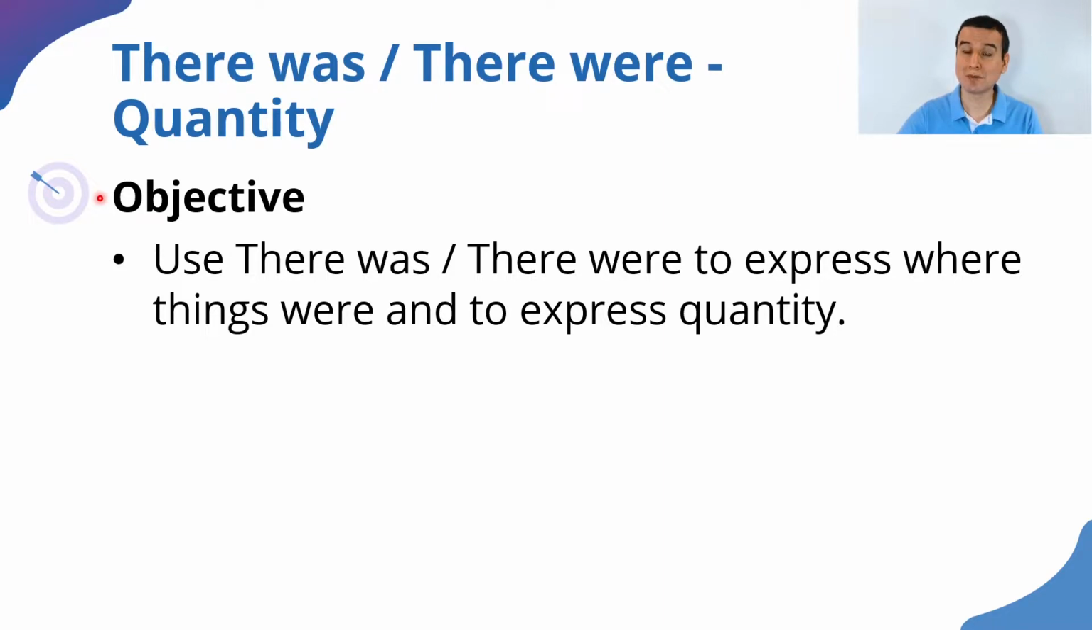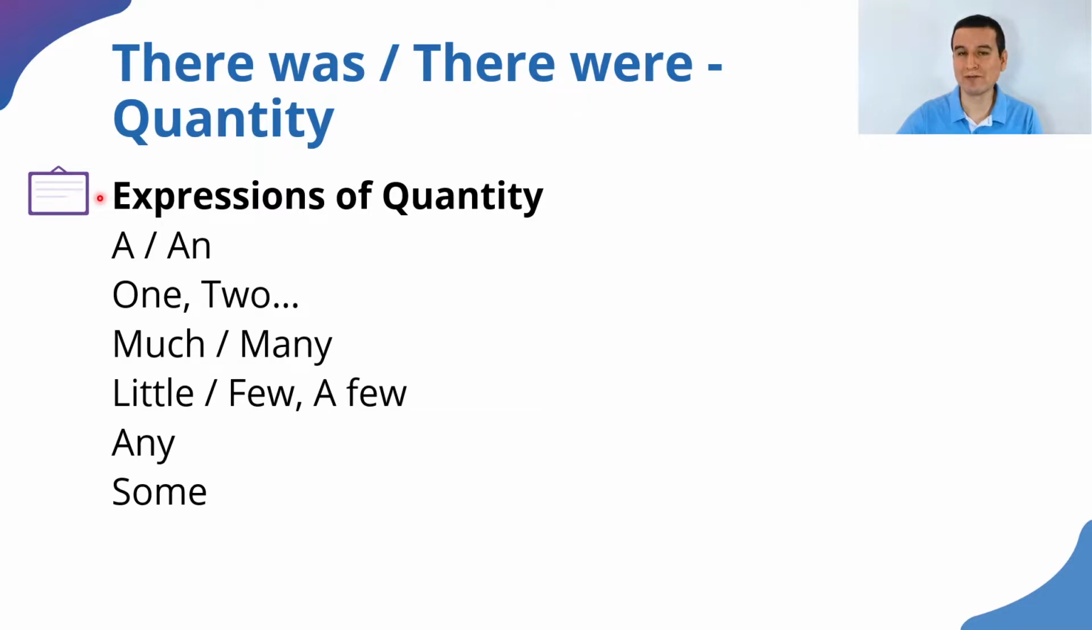Let's see some expressions of quantity. You are already familiar with them, but let's review some of them. All right. To talk about something singular, we may use a or an, like an apple, a fridge, an apple. One, we can use numbers, 1, 2. So those are very simple ways to express quantity, just with numbers or with a or an.